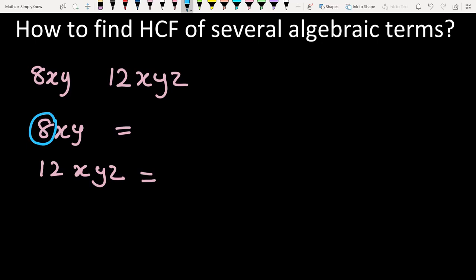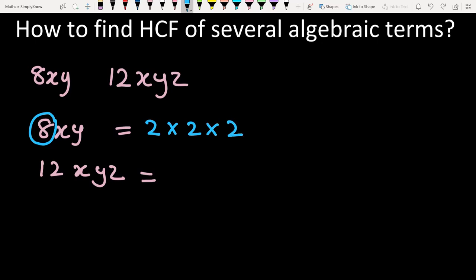Now we need to write 8 as the product of its prime factors. I hope you remember how to write a number as a product of its prime factors. If not, refer to my video on how to write a number as a product of its prime factors. I have mentioned the link in the description. So when we write 8 as a product of its prime factors, we get 2 times 2 times 2.